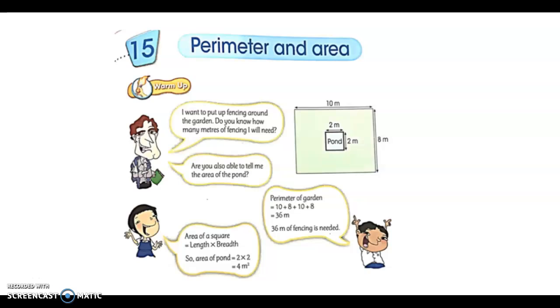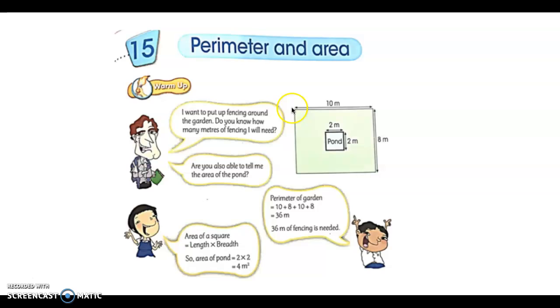Today we are starting a new topic. That's perimeter and area. This is a very important topic for your exam as well. So listen. Now see, perimeter. I will just pick the important points from here.